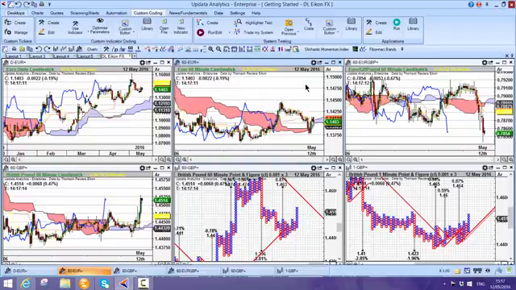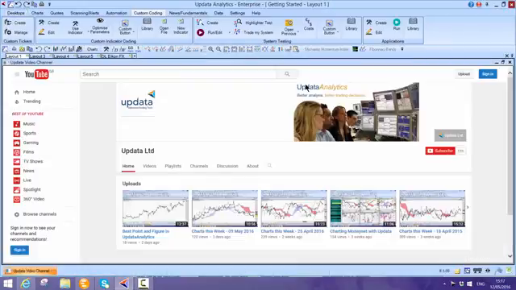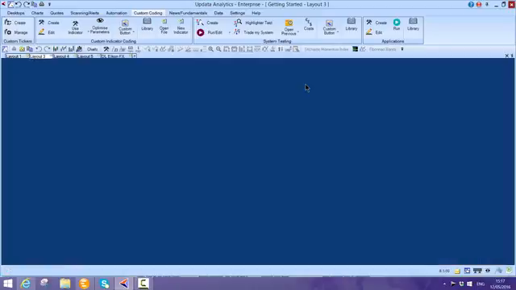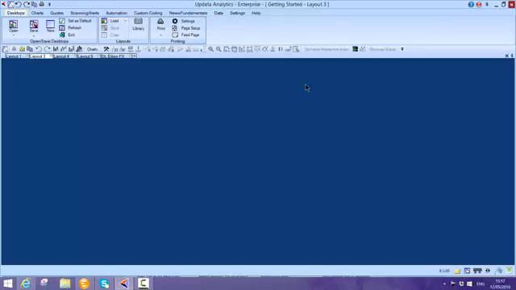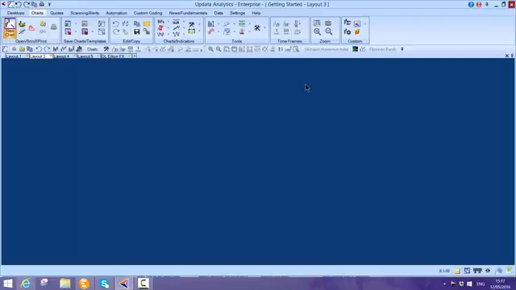So chances are you're probably starting with fairly much a blank screen, and we will take you through getting started very quickly. There are hundreds of resources to look at in Updata, lots of videos, lots of help, but let's just imagine this is where you're starting. So the first thing that you're probably going to want to do, you can load layouts from our layouts library, but the first thing you're probably going to do is open a chart.